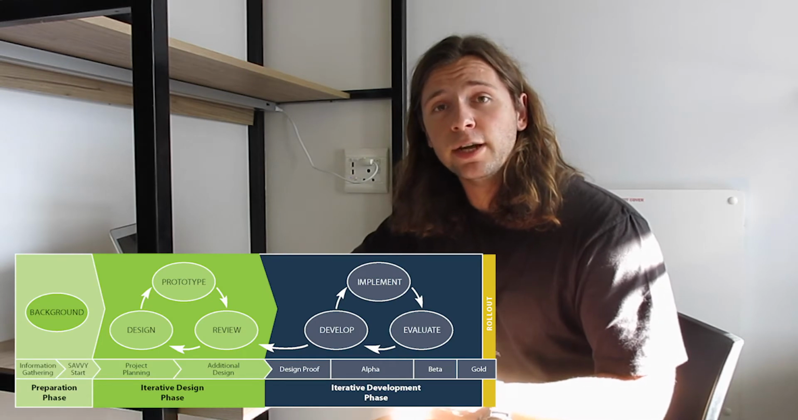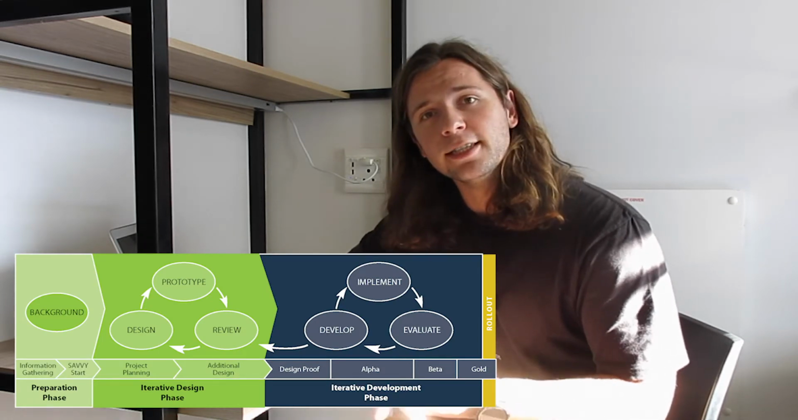Now, the third model that we're going to be looking at is called SAM, Successive Approximation Model. Now, SAM is more of a rapid design and develop model. It's very quick, fast-paced, not as slow as an ADDIE process. This model is broken up into three basic phases: the preparation phase, the iterative design phase, and the iterative development phase.